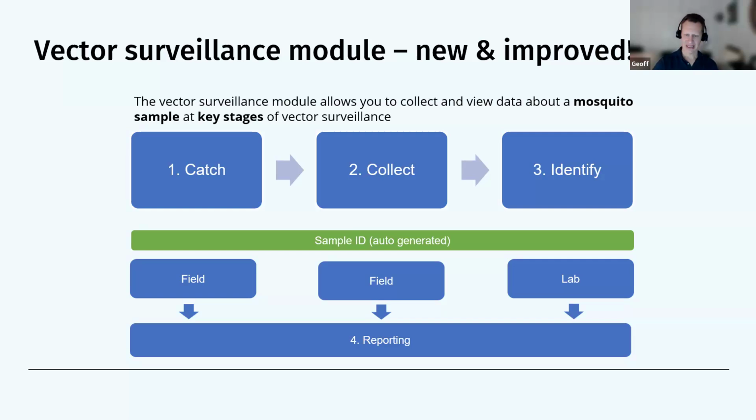Because when you then go and collect and identify that sample in separate forms, you will use that ID to make sure you're tracking the correct sample. So all those stages are linked together, and a lot of this data collection can be done in the field. You can be using your mobile phone offline to record the catch and the collect information. And then once you're in the lab, there's a separate form for identifying the mosquitoes.